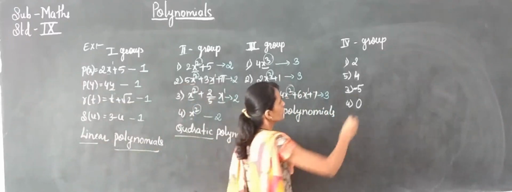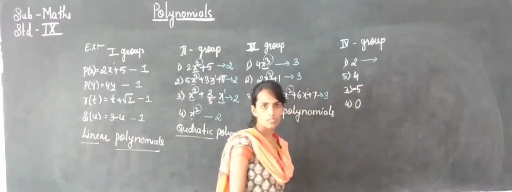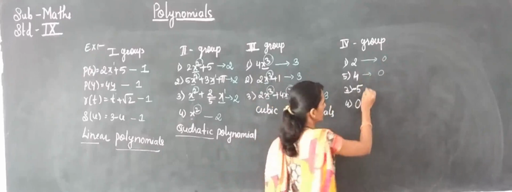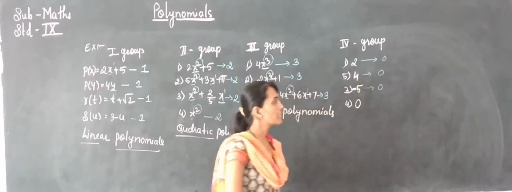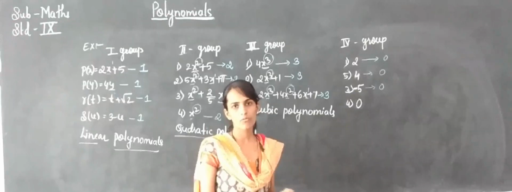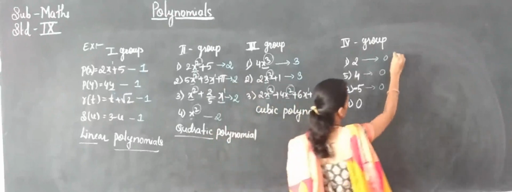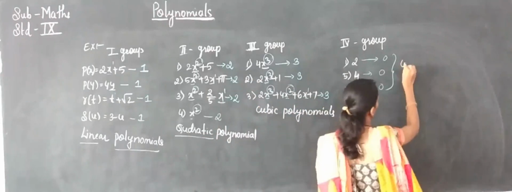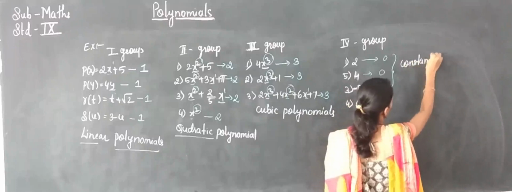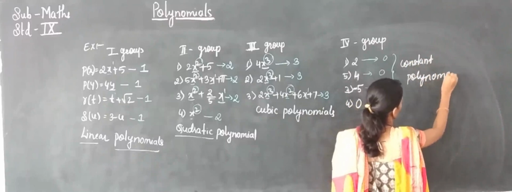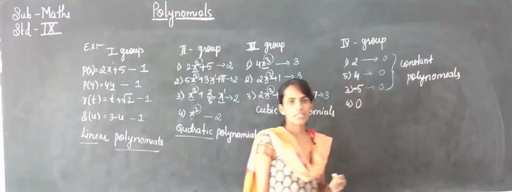Here there is no variable; the degree is 0. Here also, no variable, degree 0. Here also no variable. So a non-zero constant always has degree 0. These types of polynomials we call constant polynomials. A polynomial which has degree 0 is called a constant polynomial.